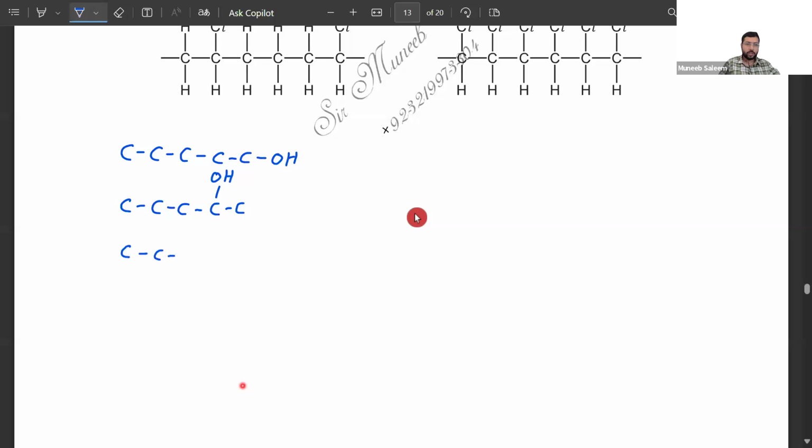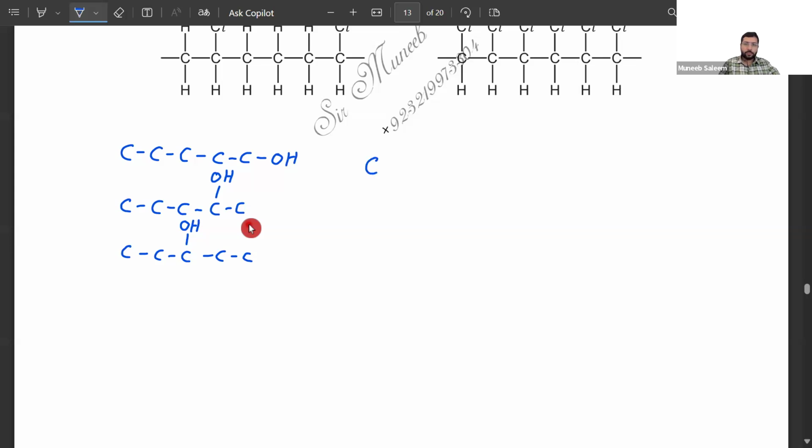Another straight chain, and this time OH is present on carbon number 3. Now, from right to left, this is carbon number 2, this is carbon number 3. But if you move from left to right, it will give you the same positions. If you try to put OH over here, it will be carbon number 2. And this carbon will remain position number 3, even if you move from left to right or right to left. Okay, so we have now drawn 3 isomers.